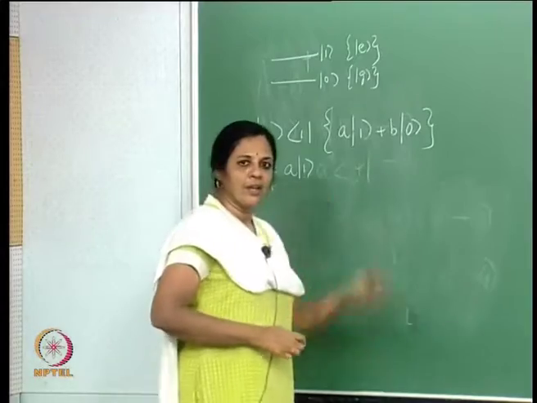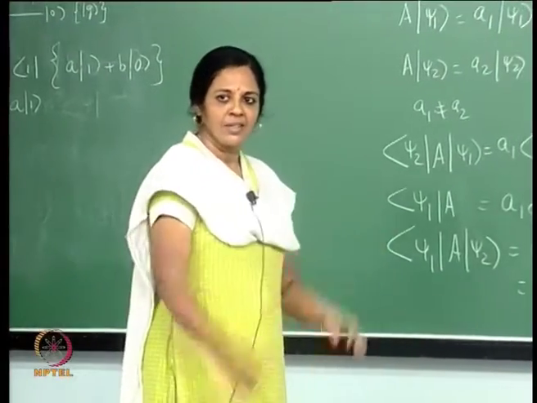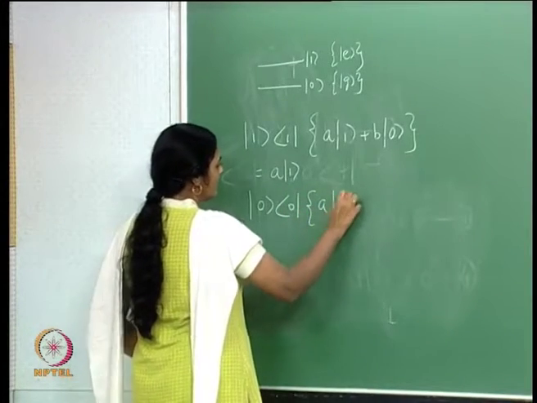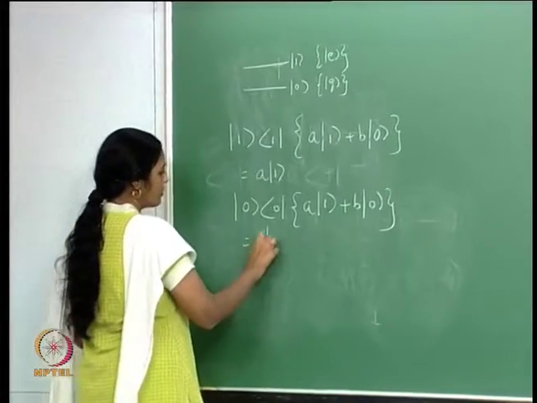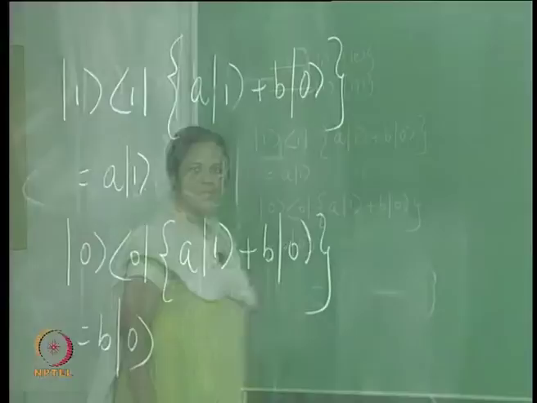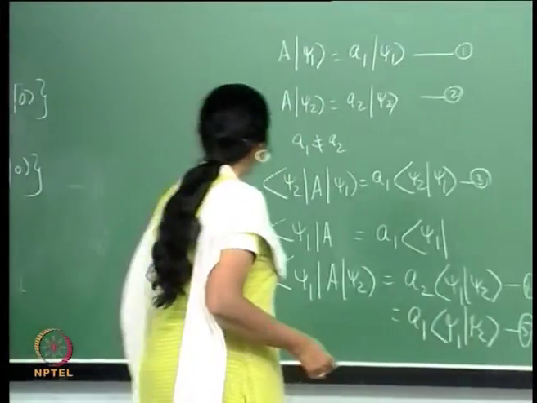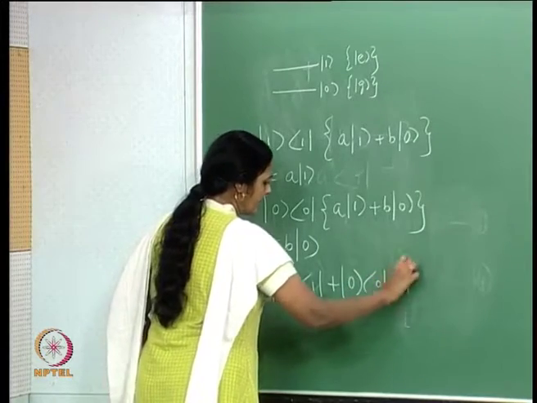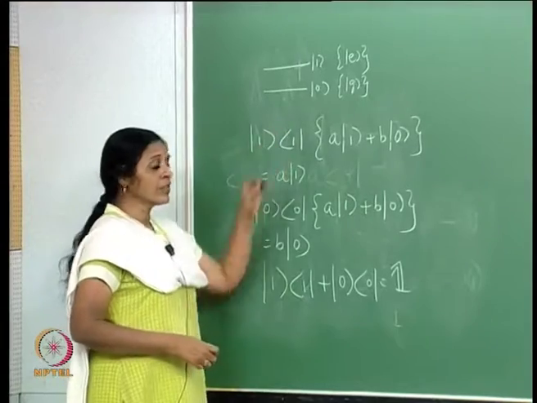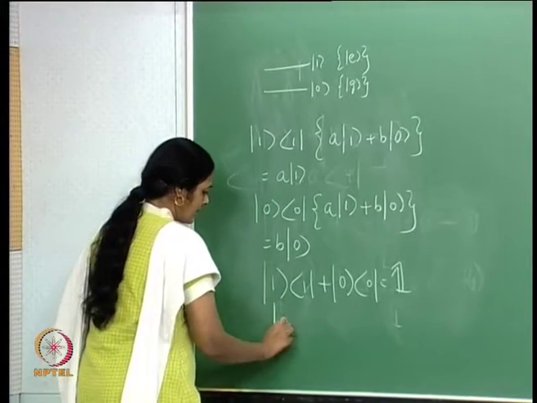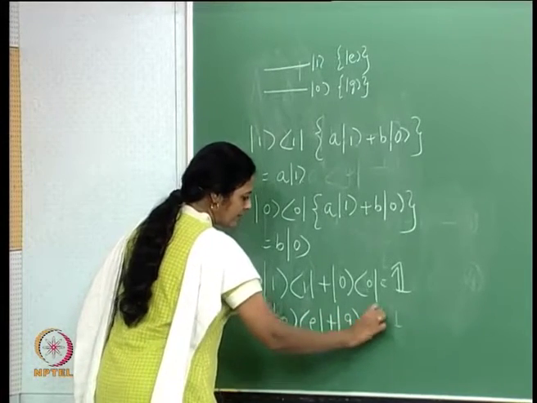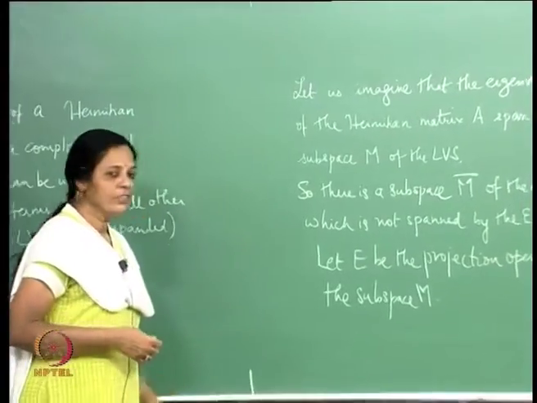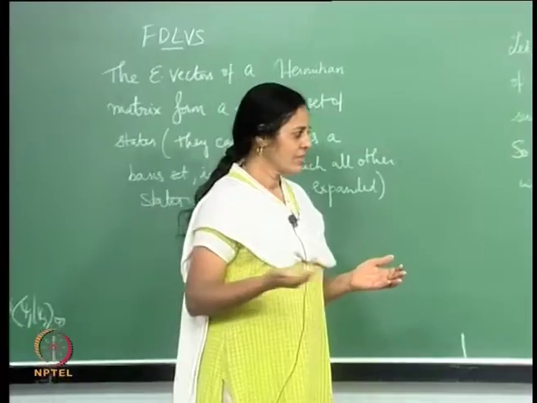So, this is the projection operator onto the subspace of the linear vector space, which is spanned by the basis state 1. Similarly, |0><0| acting on any arbitrary state gives me B times ket 0, and this is therefore the projection operator onto the subspace spanned by ket 0. It is evident that |1><1| plus |0><0| is the identity. In the language of ket E and ket G, we showed that |E><E| plus |G><G| was the identity. So, here we have a situation where we do not have just two basis states, but in general we have many states spanning the space.